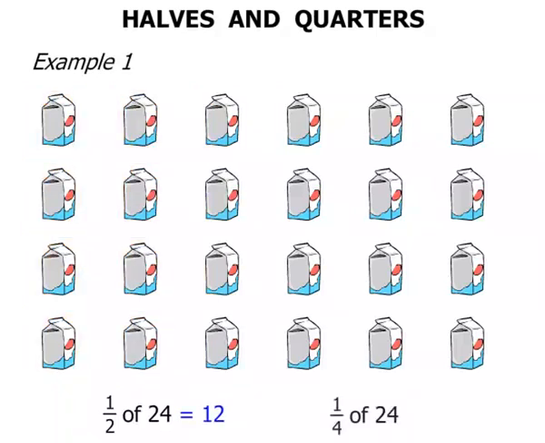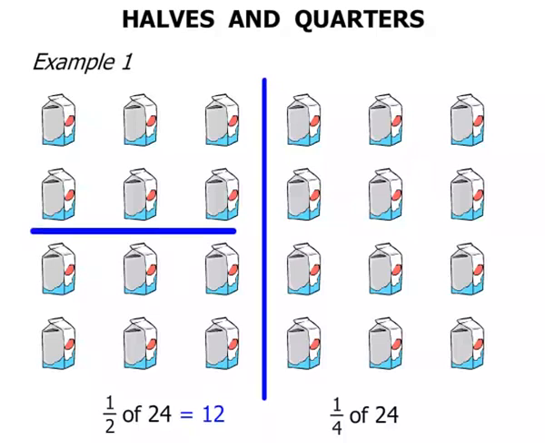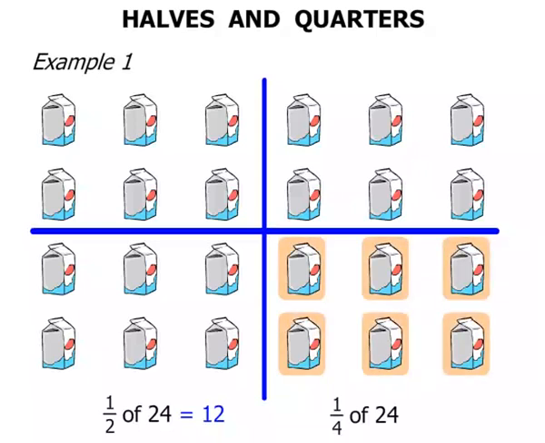Now what about a quarter of 24? So quarters, we're dealing with four equal groups. So let's split down the middle and across. So we've got four equal groups there. Let's just count one of the groups. 1, 2, 3, 4, 5, 6. So a quarter of 24 equals 6. Terrific.